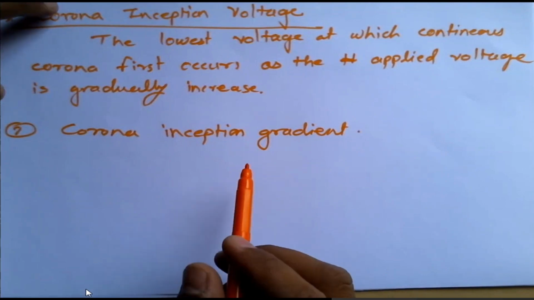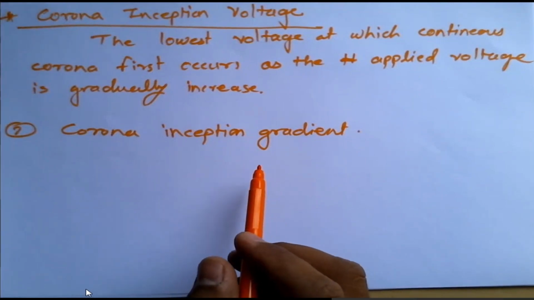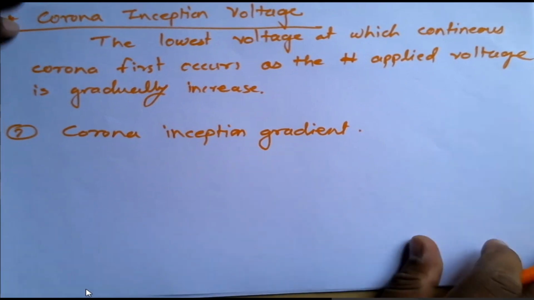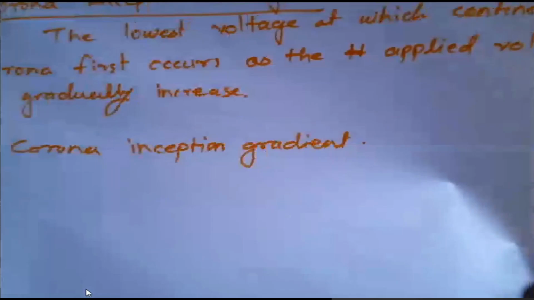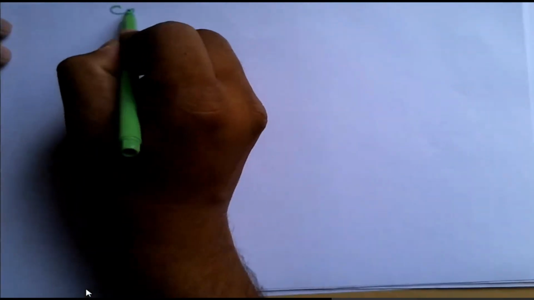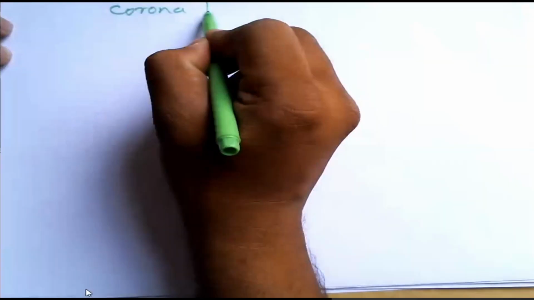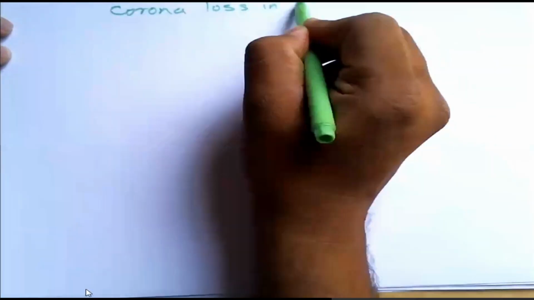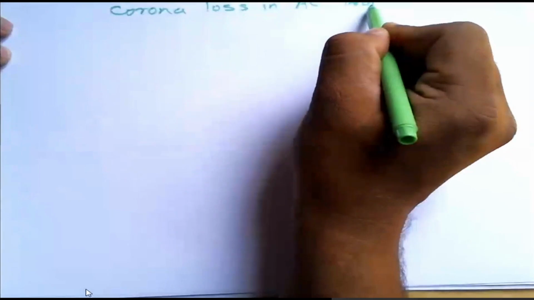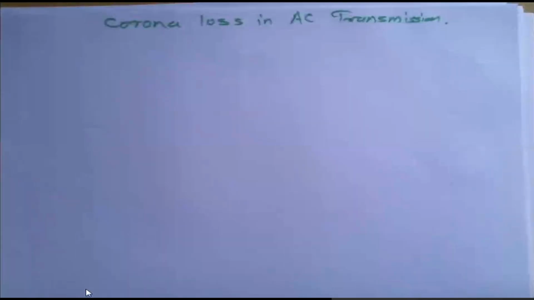Now, let us talk about corona loss in a transmission line. So what exactly is corona loss? Can anyone please tell me how we can define corona loss exactly? Anyone? What should be the formula? What is the power loss formula? Anyone?